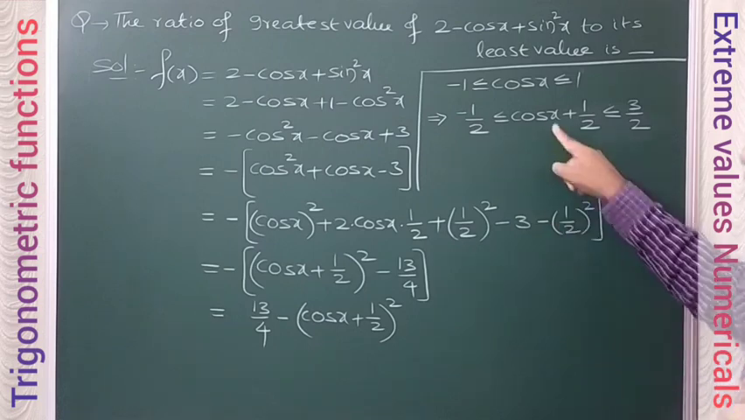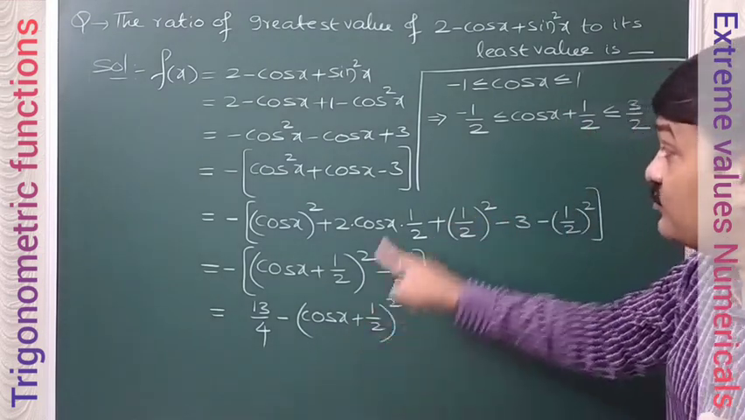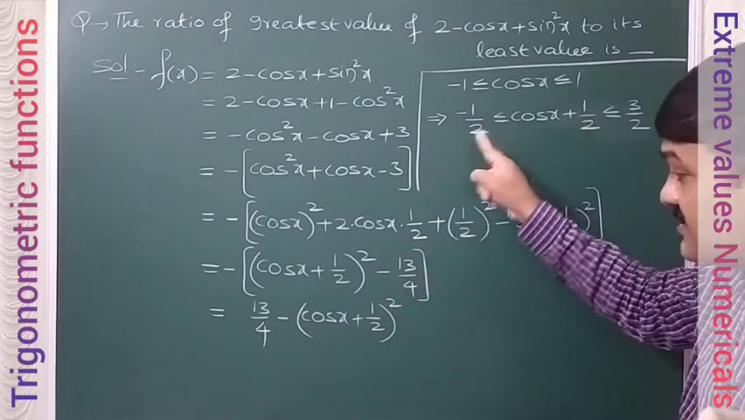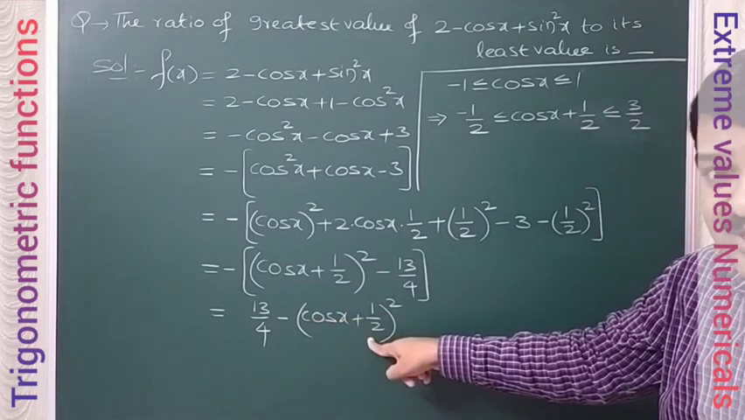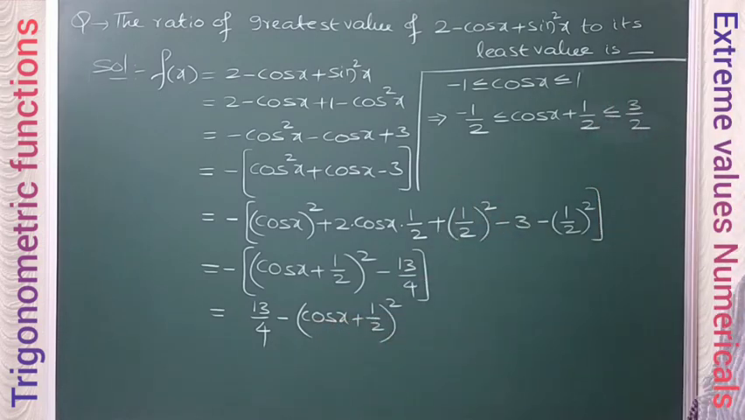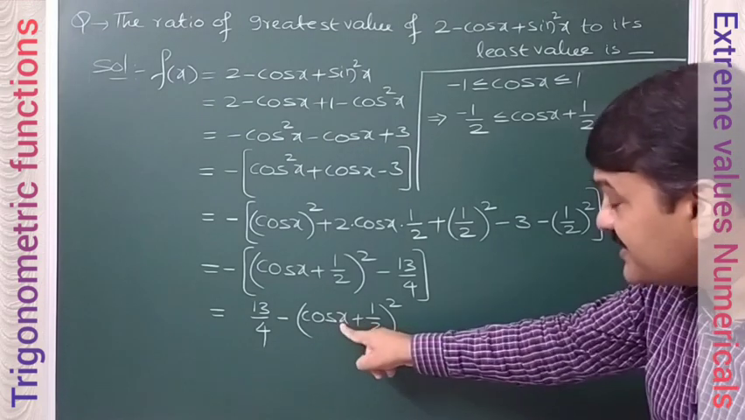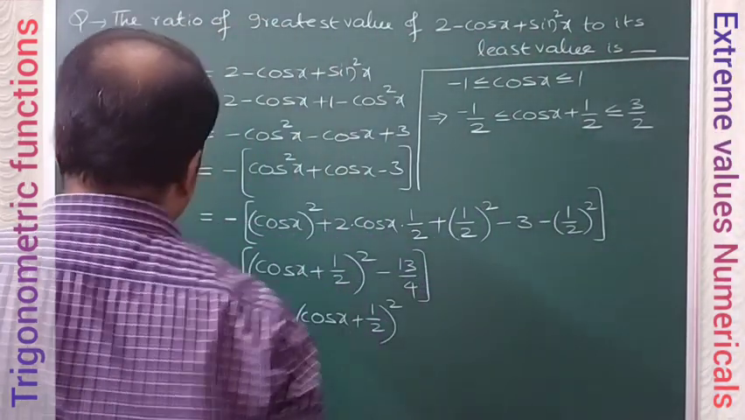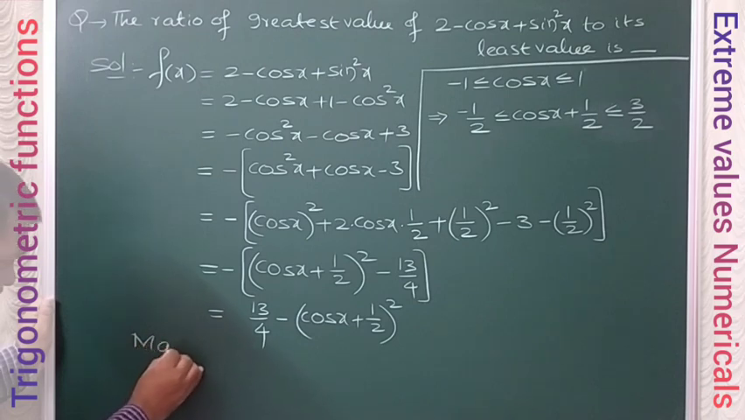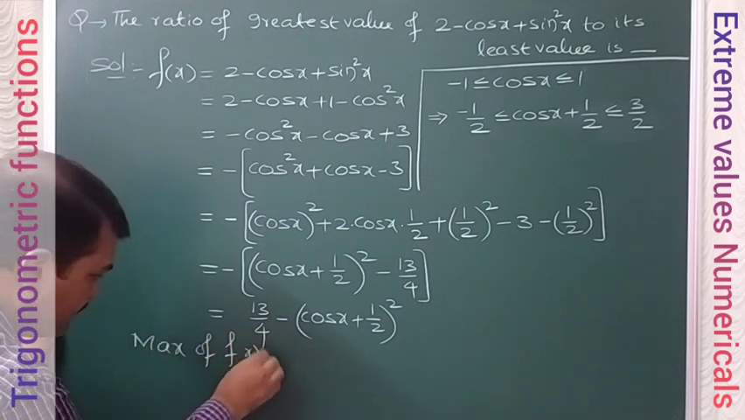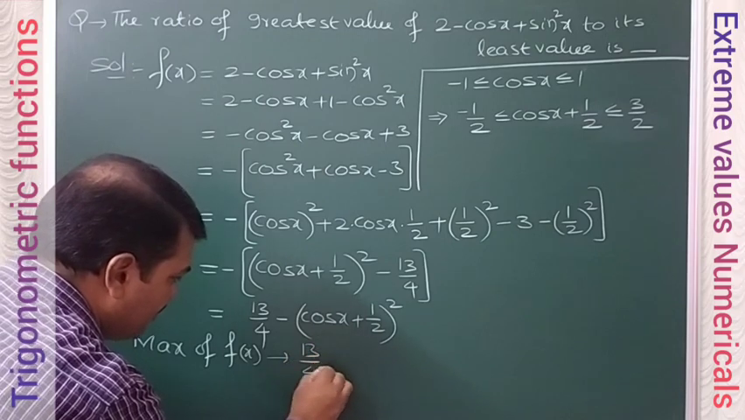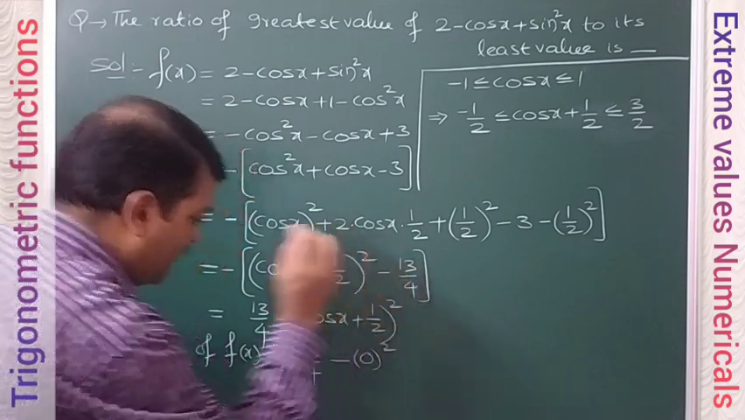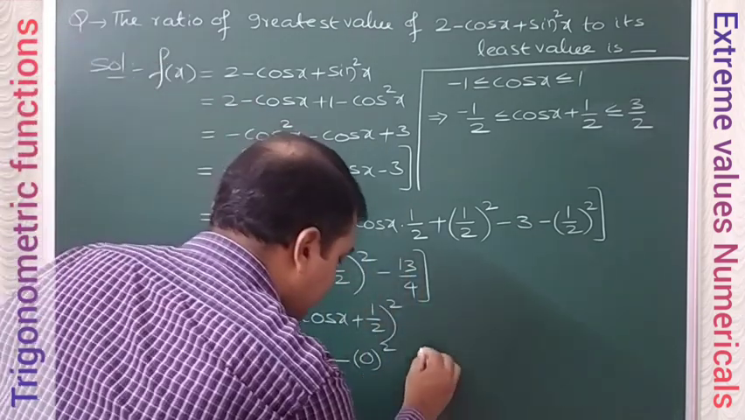Don't confuse this. Don't take cos x + 1/2 as -1/2, because it is a perfect square. If you take cos x + 1/2 as -1/2, you will get 1/4 here, but 1/4 is not the least value. 0 is the least value, because cos x can be taken as -1/2. Clearly, 0 is the least value of this. I will write now: the maximum of f of x will be 13/4 minus 0. And the minimum of f of x will be what?